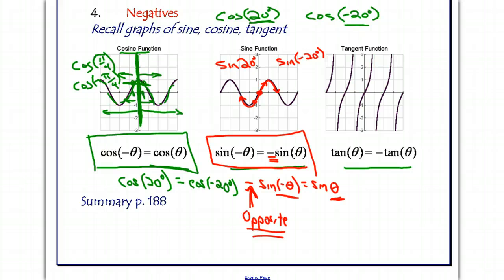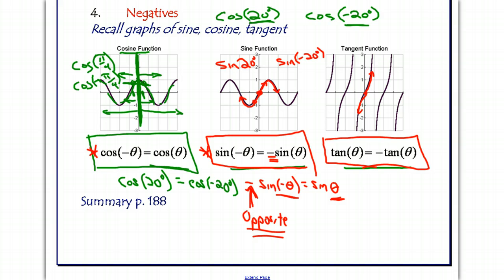So we have one function, cosine, where it doesn't matter if it's positive or negative. One function, sine, where they're opposite each other. And the tangent is always our tiebreaker. And in this case, the tangent is just like the sine. Look, as I come away from the origin, we go right, it goes up, left, it goes down. So tangent is like sine.